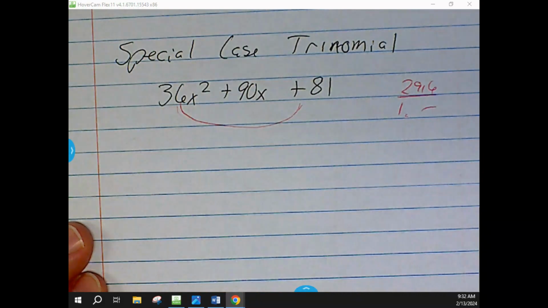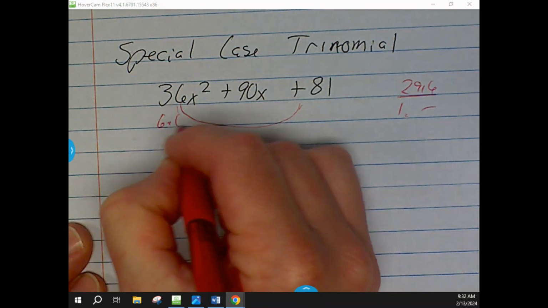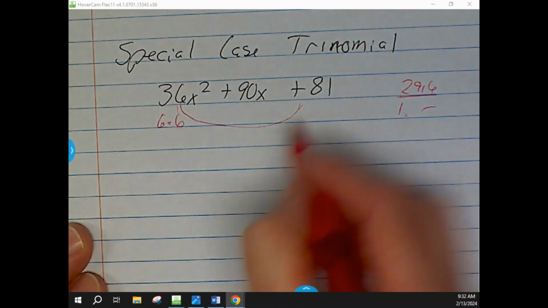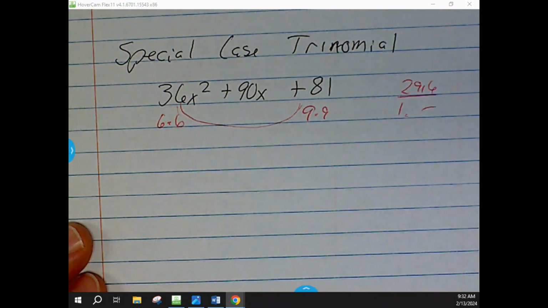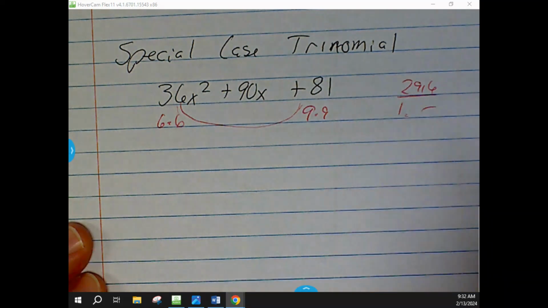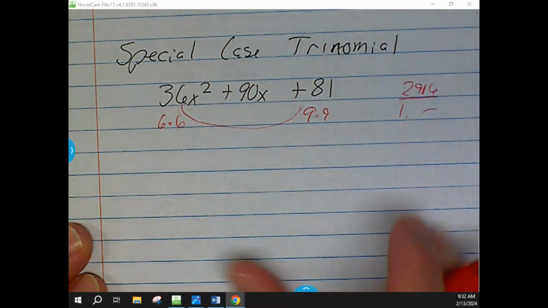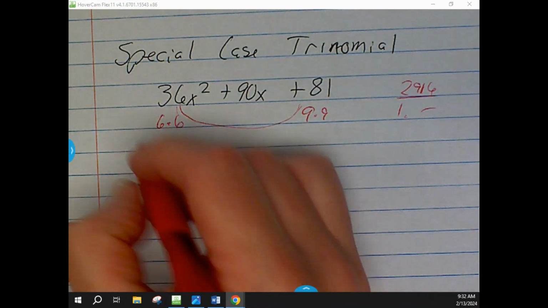Here's what makes this a special case. Notice the first term is a perfect square number, 6 times 6. Notice your last number, also a perfect square, 9 times 9. So if you get one, especially if the numbers are big, if you do the AC method and you go, whoa, that's 2,916, what's going on here? If you notice these first and last terms are perfect square numbers, all you have to do is say, all right, here's what we're going to do.